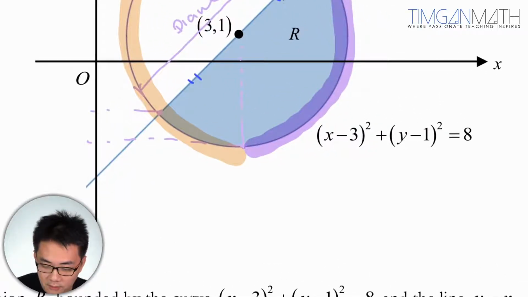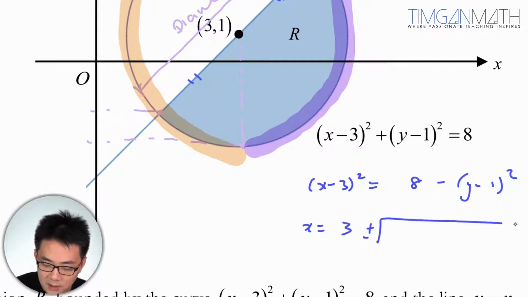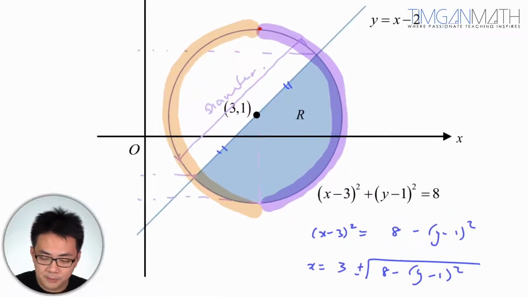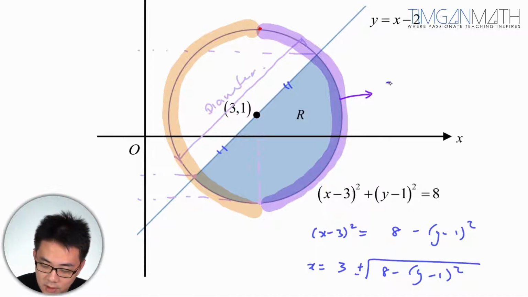So in this case, we have (x minus 3) squared equals 8 minus (y minus 1) squared. x equals 3 plus or minus the square root of 8 minus (y minus 1) squared. So this is in terms of x. You need to know very well that this over here is 3. x equals 3 plus the square root of 8 minus (y minus 1) squared.